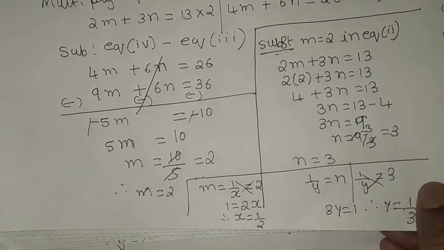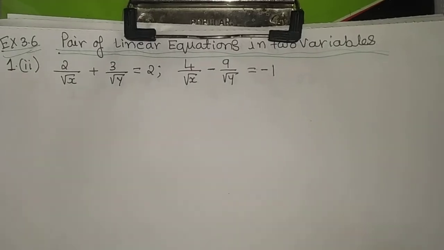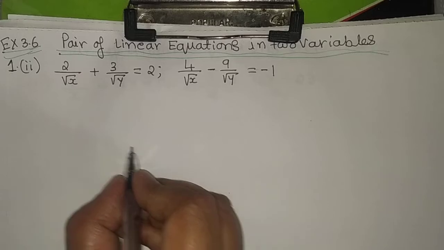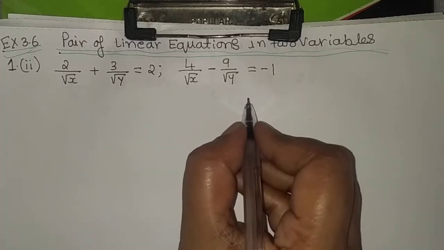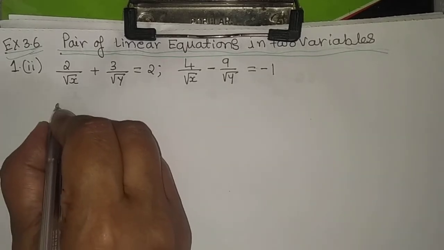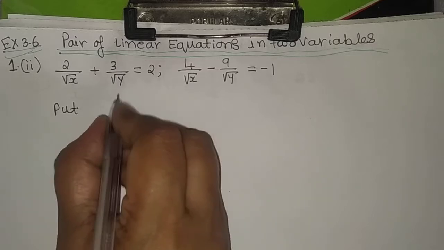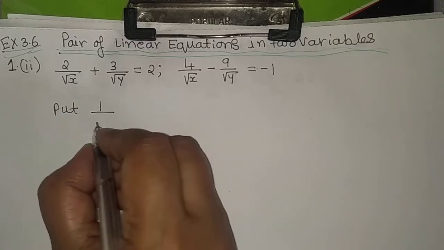So this is the solution for the first problem. We move on to the second one. So the second problem is here. The equation is given in this form. So what happens first? So these are the equations. Now we have to put the same thing as before.